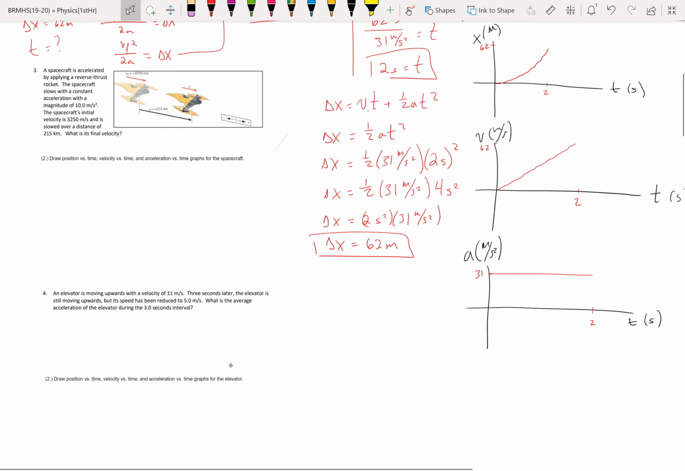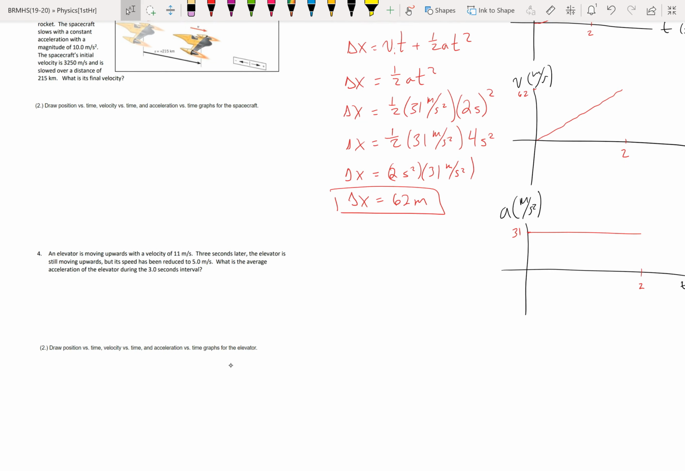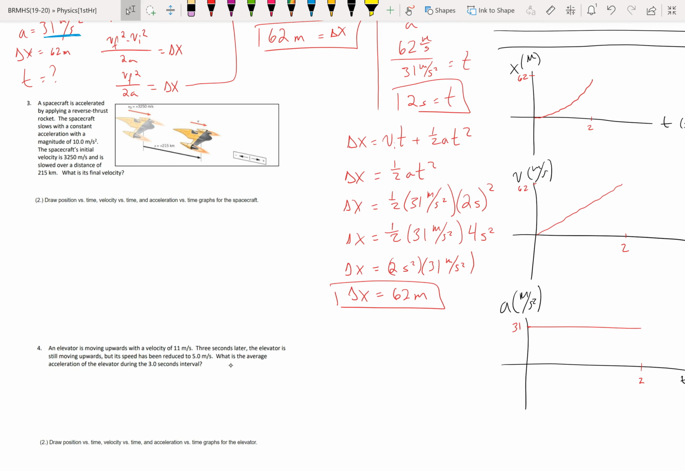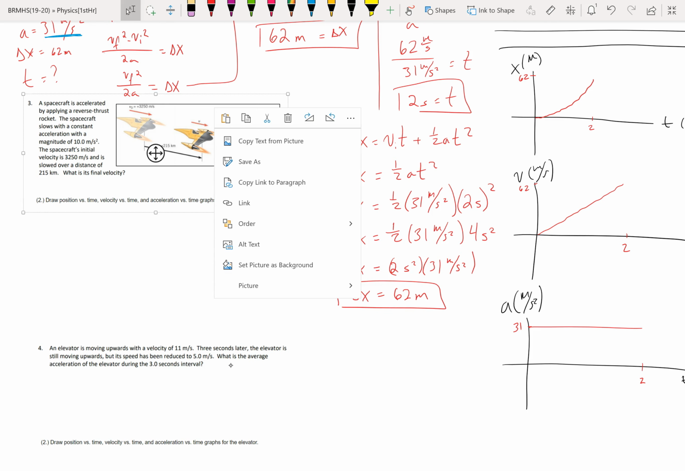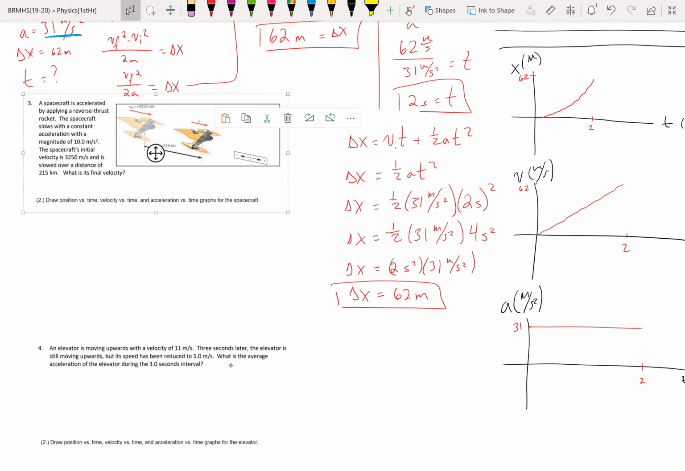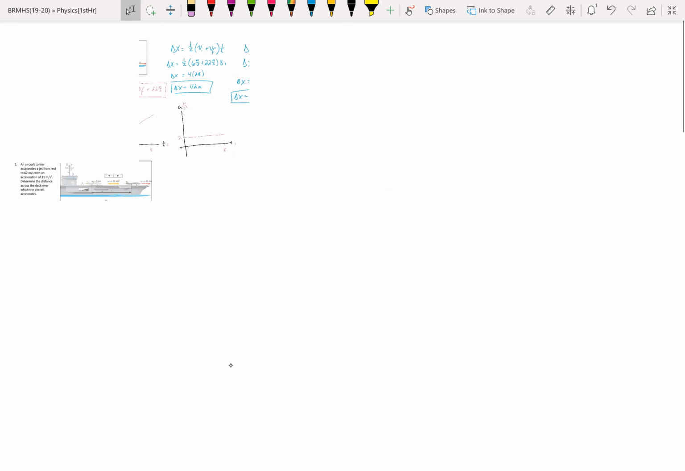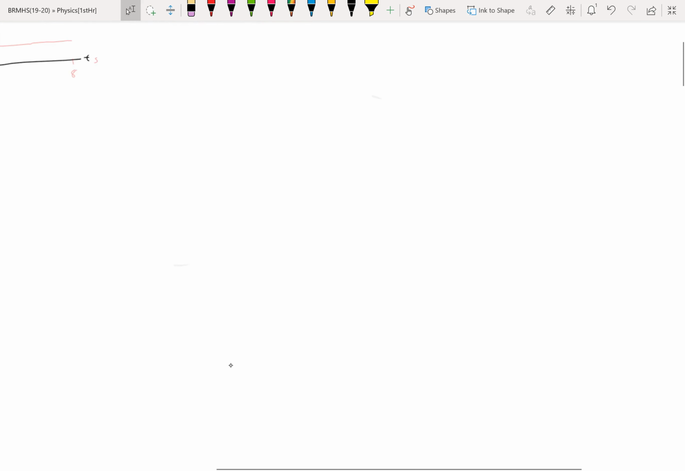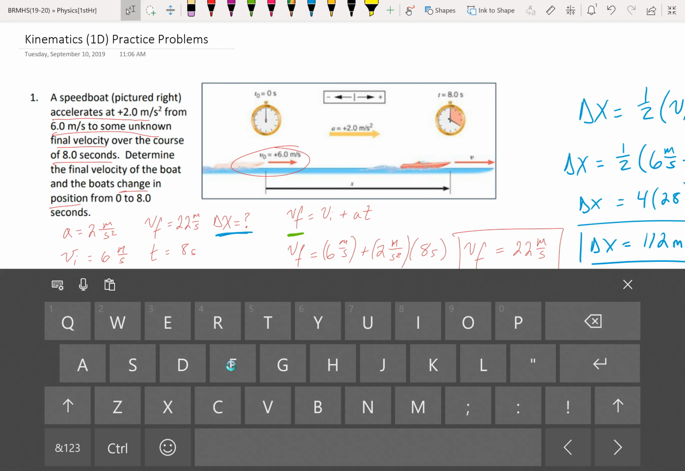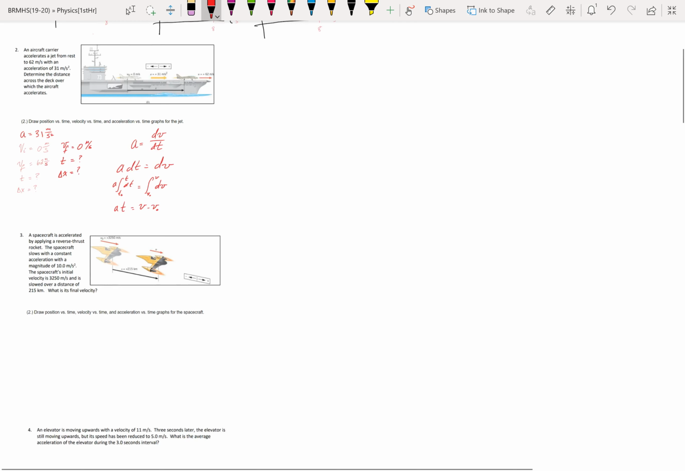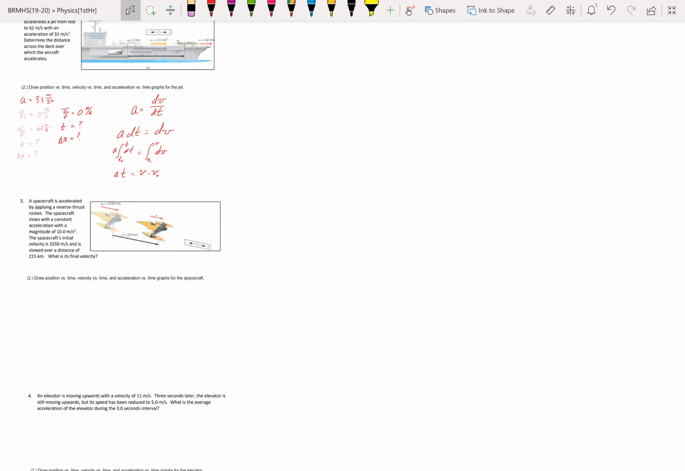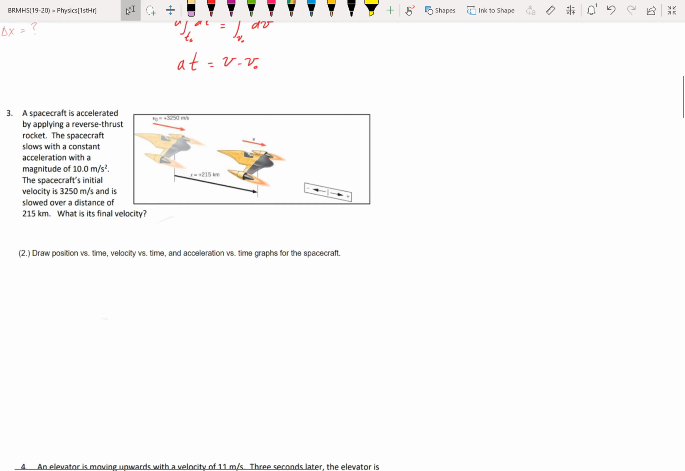Number 3. We're running out of space here, so let's do this real quick. Which one's the copy? That's the copy. No, well. Uh-oh. Error. I don't know what just happened, but here we go.